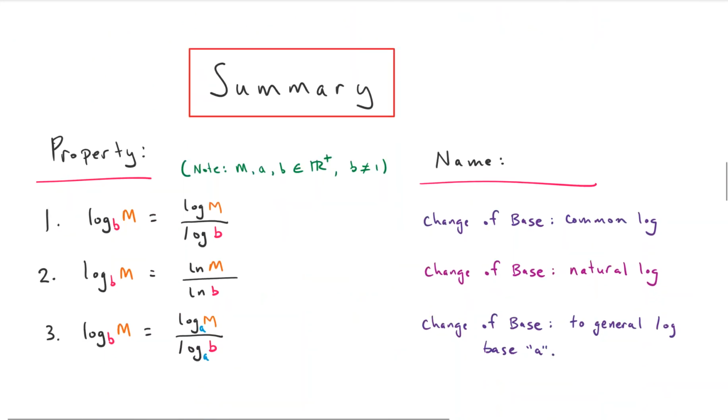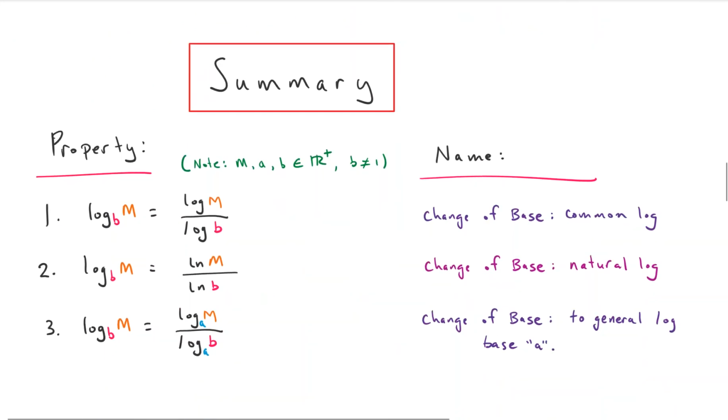Here is our summary right here. I'm going to add that a cannot be equal to 1 because that's also true. We used a change of base formula for the common log. We used the change of base formula for the natural log and the change of base formula to a general log base a. That's it.